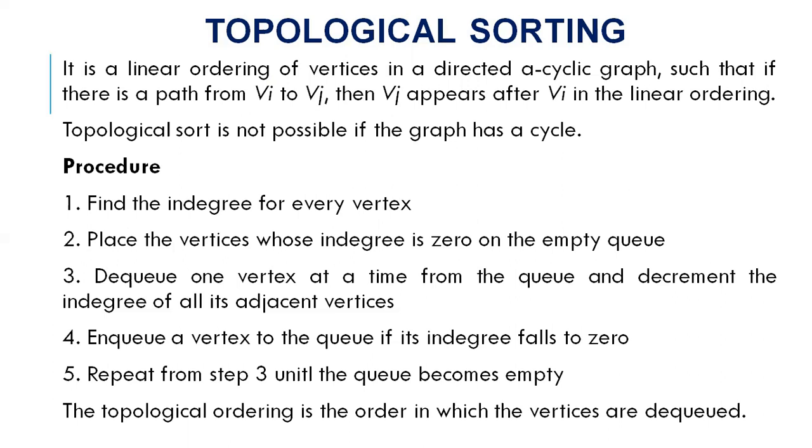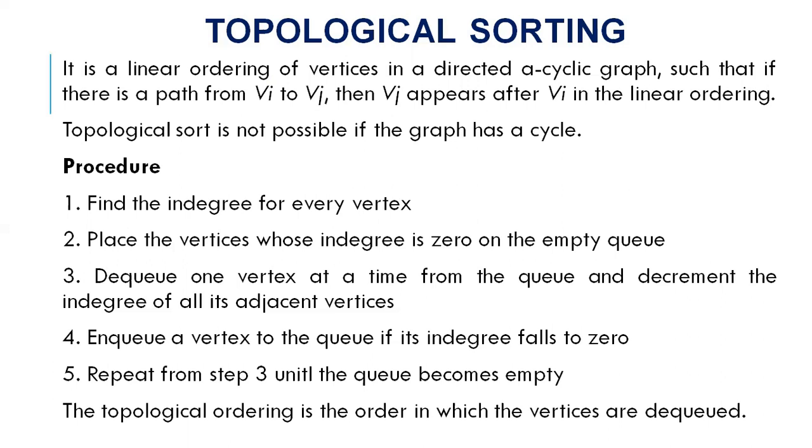The term in degree refers to the number of edges coming towards a node. How many edges are coming towards node X is called its in degree. Similarly, how many edges are going out of the node is called its out degree. In topological sort, we are using only the logic of in degree. So the first process is to find out the in degree of all the vertices in the given graph.